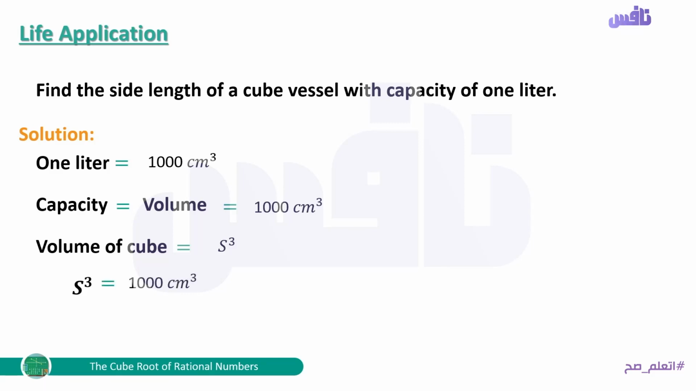اوكي، طيب انا عايز الاس اللي هو السايد، يبقى انا عايز اكنسل باور 3. الانفرس اوبريشن لباور 3 هعمل كيوب روت، يبقى عشان اجيب السايد لينس للفيزل ديت هيبقى الاس ايكوالز او السايد لينس ايكوالز كيوب روت 1000 equals 10 centimeters.